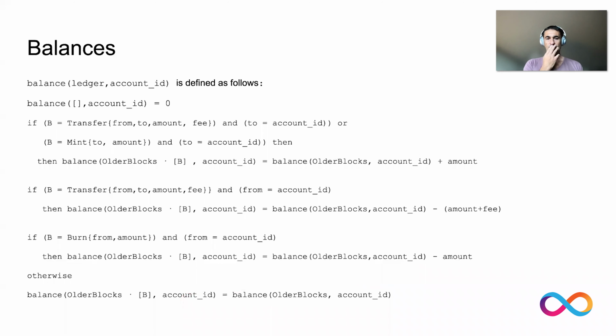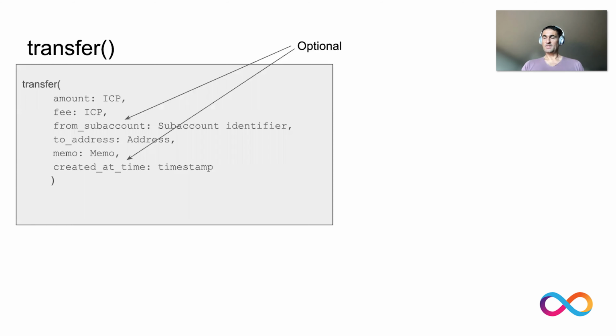All right, so this is kind of the internal state of the ledger. The internal state of the ledger is essentially a collection of blocks and the mapping of accounts to balances. Now I'm going to describe the way in which we actually push transactions into the ledger.